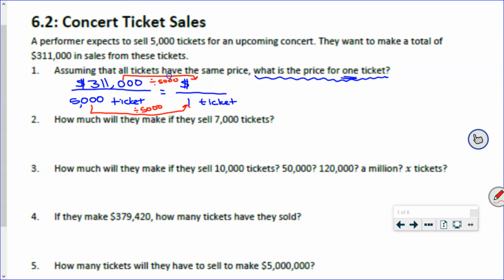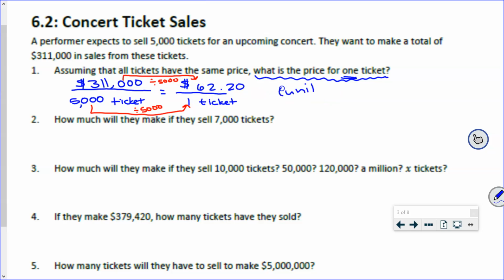311,000 divided by 5,000 is equal to, once you have it calculated, raise your hand to let me know. Online learners, this is an opportunity for you to also plug it into your calculator. Gabe, what did you get? $62.20 per ticket. Do we agree? Okay, sounds good. So this is our unit rate.